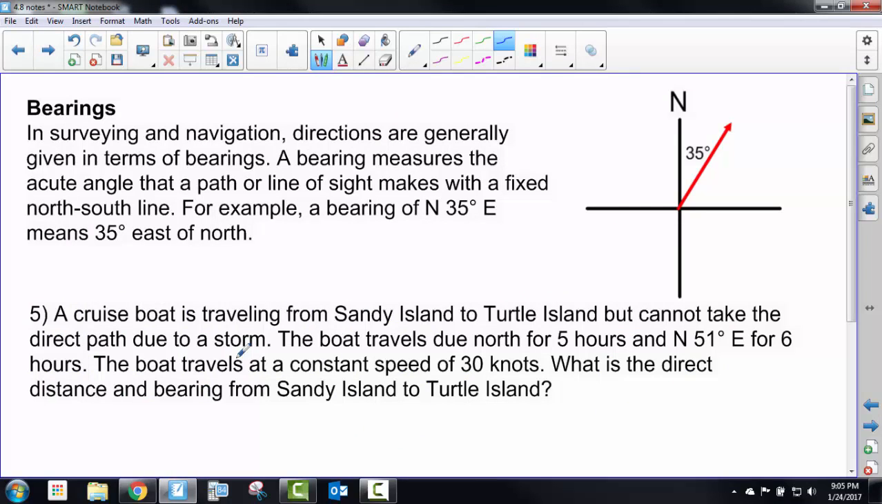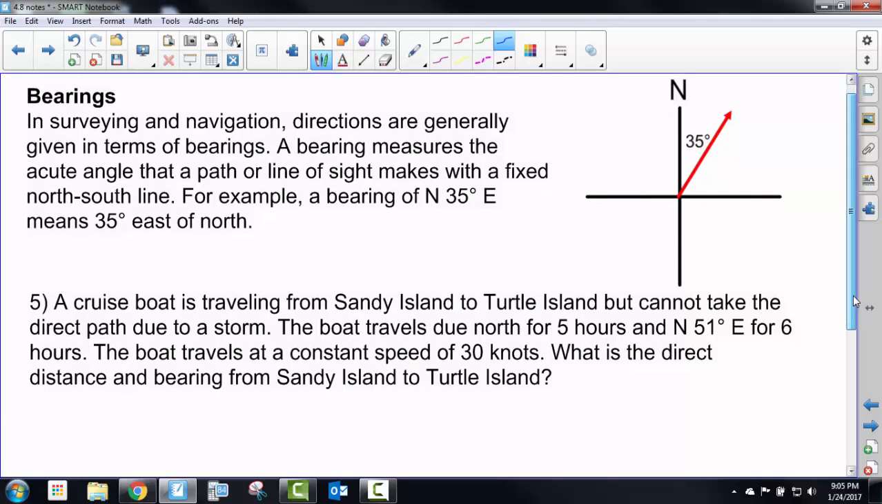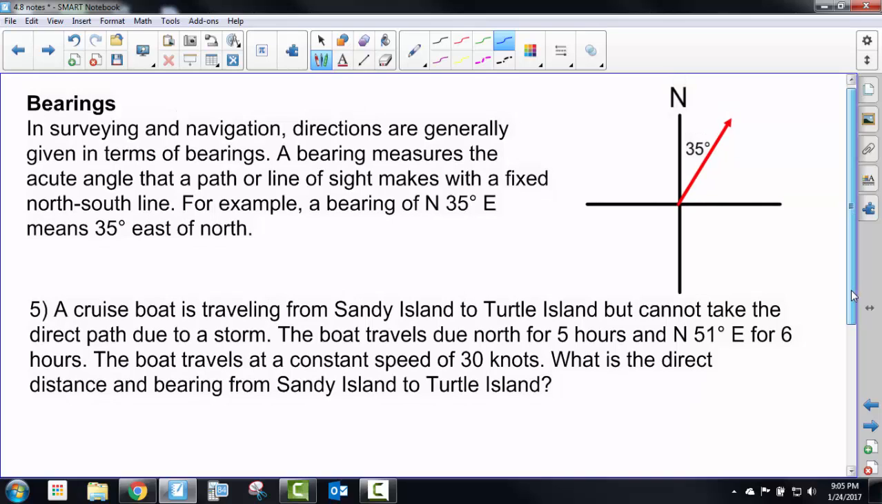This is actually where we learn something new. It can carry a bit of a challenge. We're going to look at something called bearings, and we're going to look at two different types of bearings. The first we're going to look at is if you are on land or on water, so boats and cars. We'll look at one for air navigation in just a moment. But in surveying and navigation, directions are generally given in terms of bearings. They include compass directions, essentially. A bearing measures the acute angle that a path or line of sight makes with a fixed north-south line.